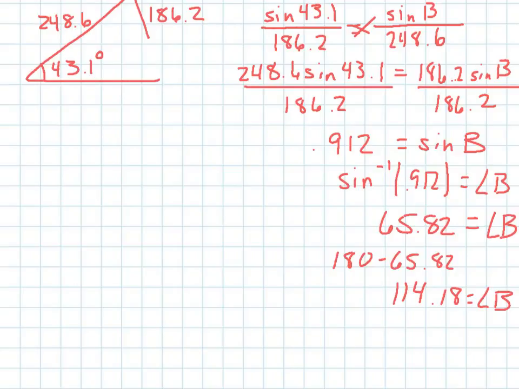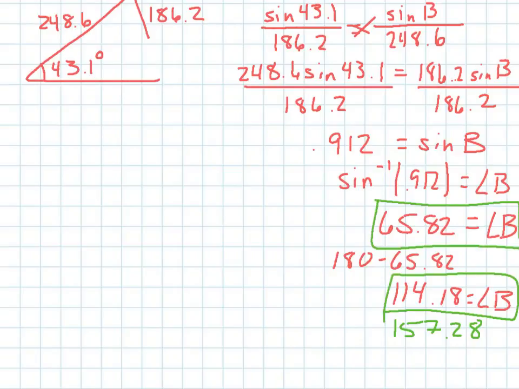Now here, if I look at 114.18 and 43.1, if you add those two together, that gives you 157.28. So there, if you were thinking about a triangle, you could sneak in a tiny angle in between for a third one for a triangle. So this one is actually an okay angle. Okay, so we have two answers.